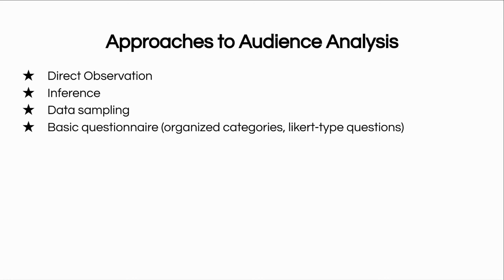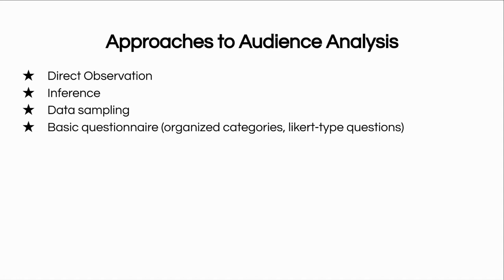Inferring takes that direct observation just a step further. That's you drawing conclusions and really making claims or decisions based on those observations. Data sampling is another great way to understand an audience. In education, we often look at grades and test scores, so that's a way to gather data and to understand if our students are gaining the material.